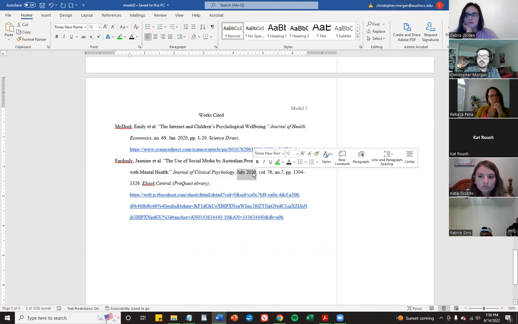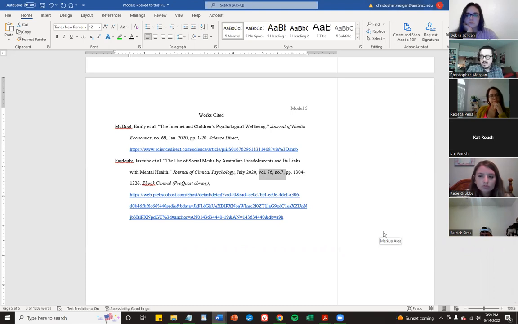We have a publication date, right? That for this container is published July 2020. Some sources have extra information to keep track of called the number and the version. Academic journals are these things. Most things don't have numbers and versions. Print books have different editions. That's the information that would go in this place if it's a print book.